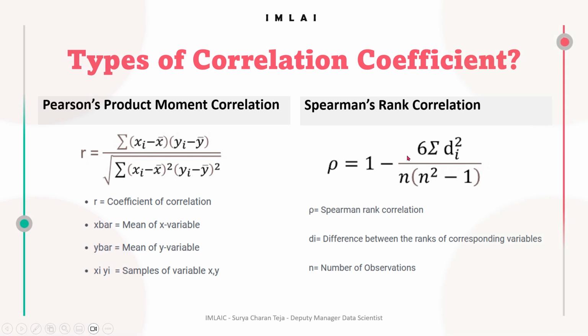That is, d1 is equal to y1 minus x1, so rank of y and then rank of x, and d2 is equal to y2 minus x2. d3 is equal to y3 minus x3, and n is the total number of observations. So that's called Spearman's rank correlation. These are the two types of correlation coefficients which are widely used. One is Pearson's product moment correlation. The second one is Spearman's rank correlation.